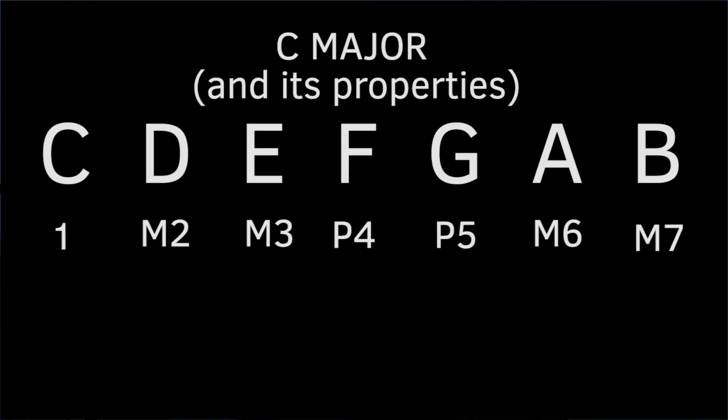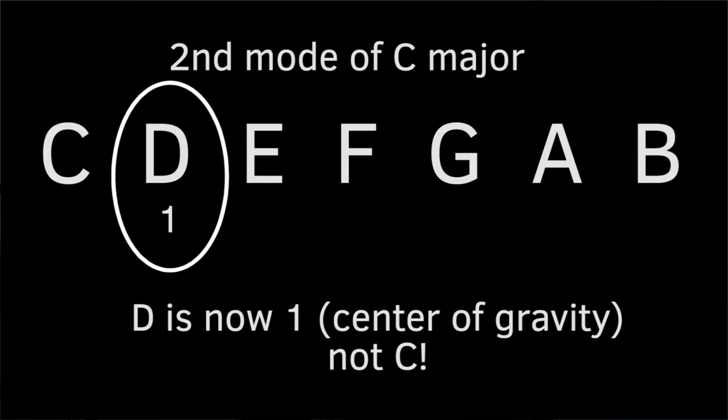D is the major second. E is the major third of C. We're in this cloud of everything relating back to C. Cool. So now when we say, let's play the second mode of C major, we're shifting the center of gravity. We're shifting the focus. So all of a sudden, the focus becomes not the first note, but the second note, because we're playing the second mode of the C major scale, D. So D becomes our reference point.